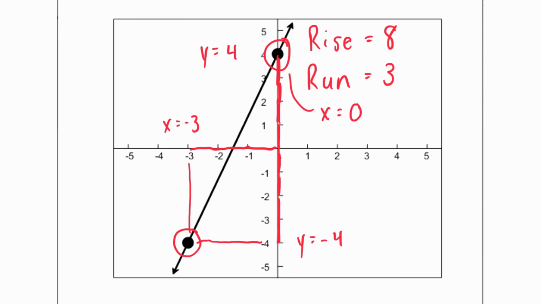So what is the slope of our line? Rise divided by run equals 8 divided by 3, which equals about 2.67. So this is 2 2/3 or 2.67. Go back, double check your answer.